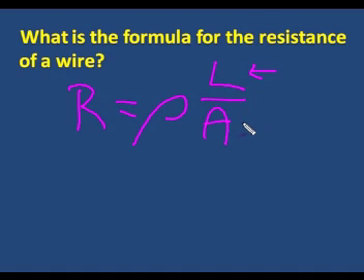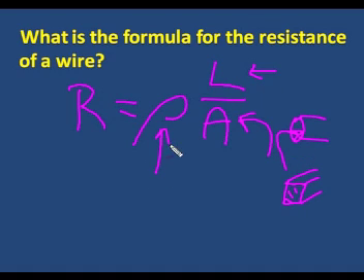of the wire. Obviously, the longer the wire, the more resistance. And A is the cross-sectional area. So if I was using a round wire, it would be pi r squared. If you were using a rectangular wire or square wire, this here is the area you use. So it's R = rho L over A. Rho is the resistivity. It's just a constant. And the resistance depends upon the length divided by the cross-sectional area.